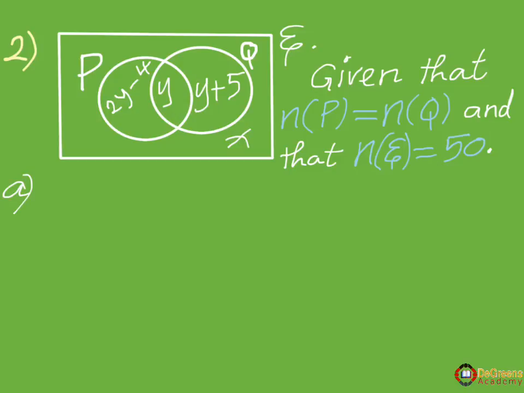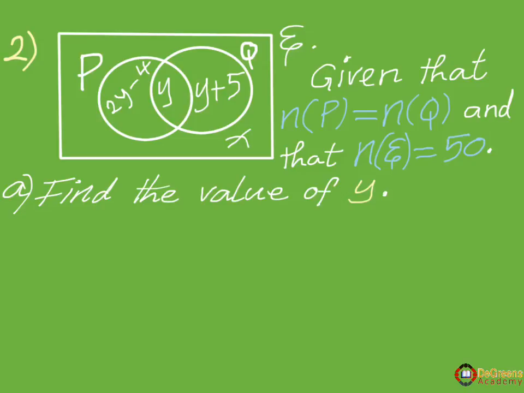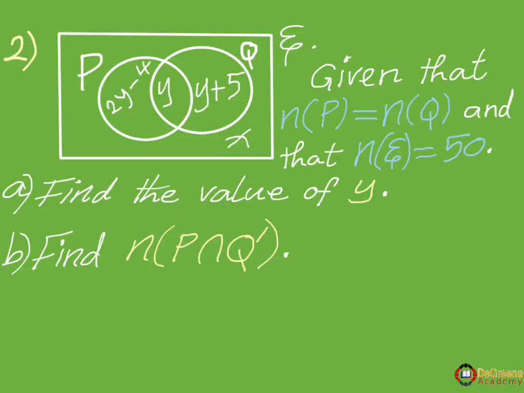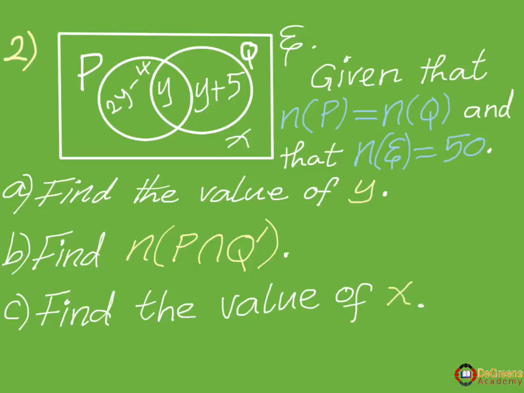So A, find the value of Y. B, find the cardinal number of P intersection Q complement. And C, find the value of X.